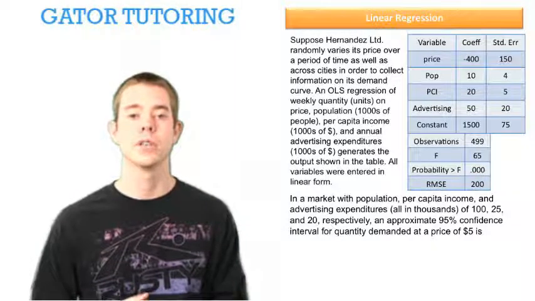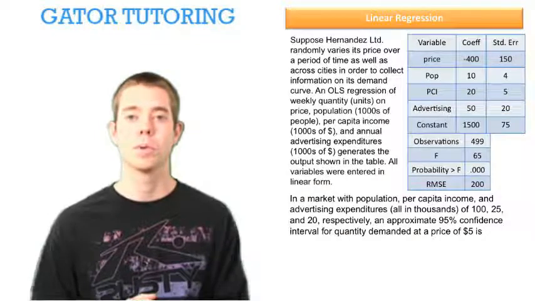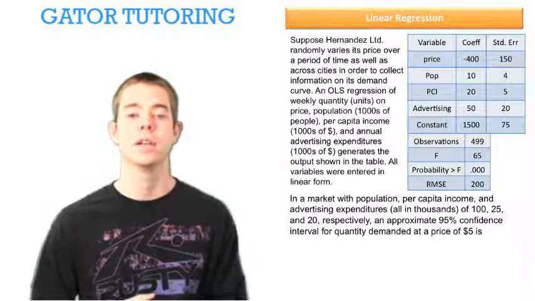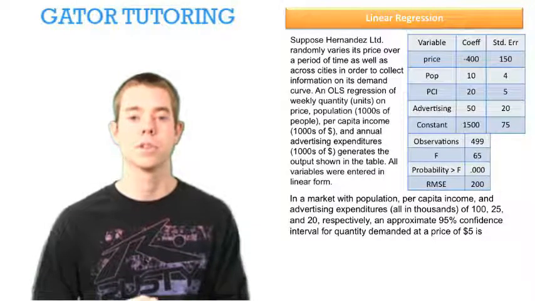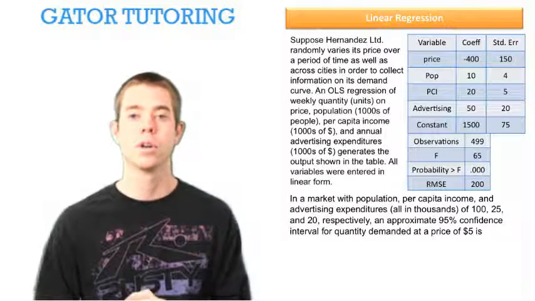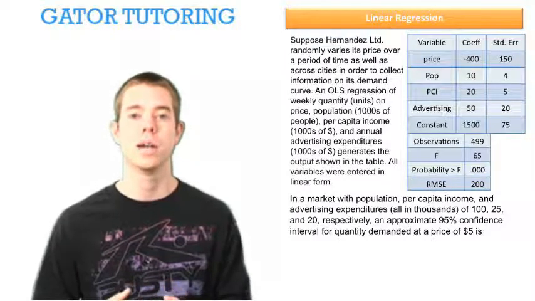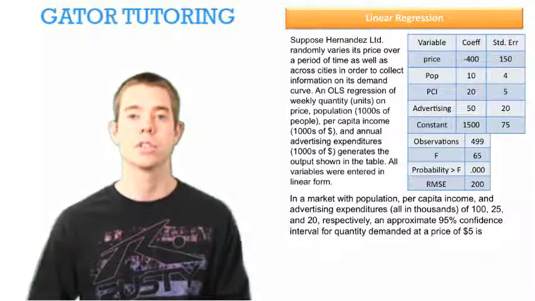All variables were entered in linear form, which just means that our regression has estimated a demand curve which is a straight line. In a market with population, per capita income, and advertising expenditures all in thousands of 100, 25, and 20 respectively, an approximate 95% confidence interval for the quantity demanded at a price of $5 is blank.